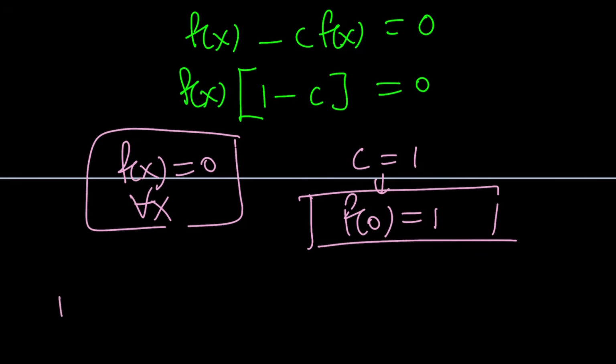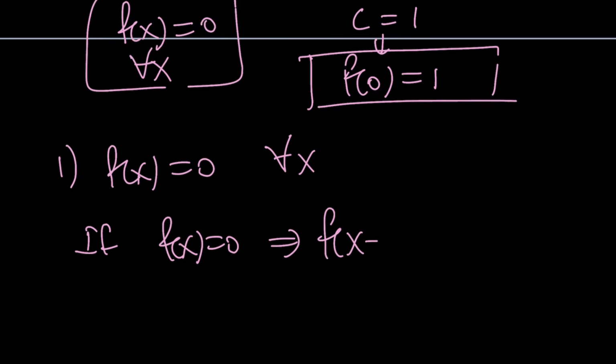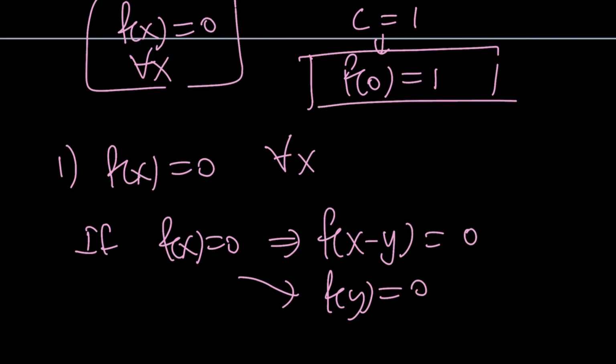For example, first case, f of x is 0 for all x values. If that's the case, if f of x is 0, then since this is true for all x's, it's also going to be true for x minus y, because I can replace x with x minus y. So f of x minus y is going to be 0. This also means f of y is going to be 0. So 0 equals 0. This is always going to be satisfied. So it's all good. F of x equals 0 is definitely a solution. Make sense? Okay, great. That's one of the solutions. Let's go ahead and look at another case.